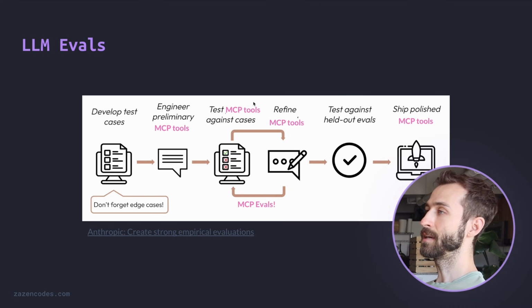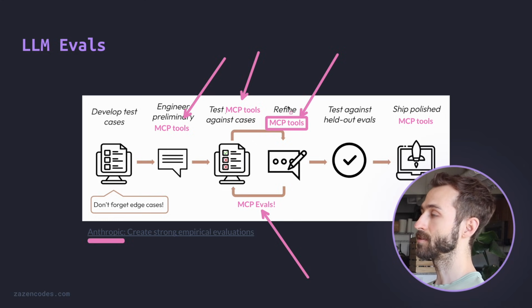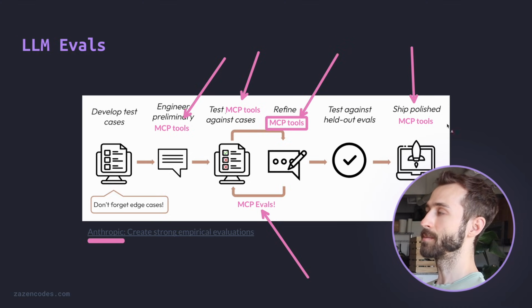Applying this to MCP, I've just added some little pink annotations. This is my own stuff. This is not from Anthropic anymore. And what I'm saying is, instead of doing prompt engineering, now what we're testing against is the tools themselves, the actual MCP server implementation, and using MCP evals to get our tools right. This could be how the tools actually work, like in terms of the logic, or it could be the way that those tools are described, their descriptions and their argument names and their variable types and all of that stuff. And the goal here now is to ship polished MCP tools.